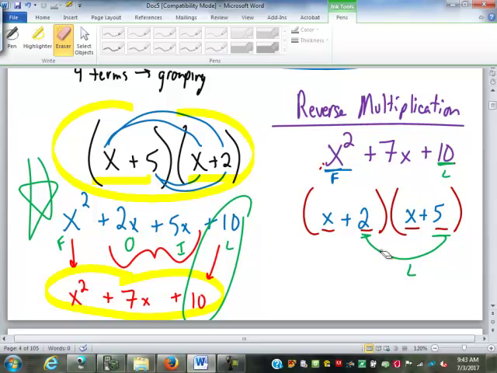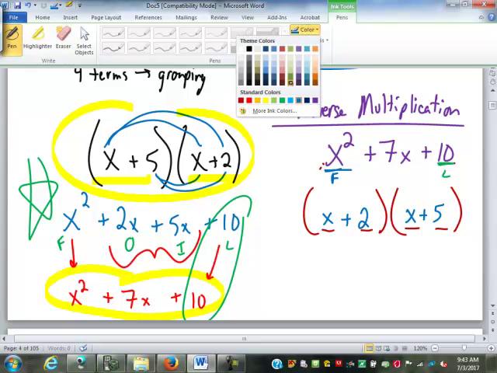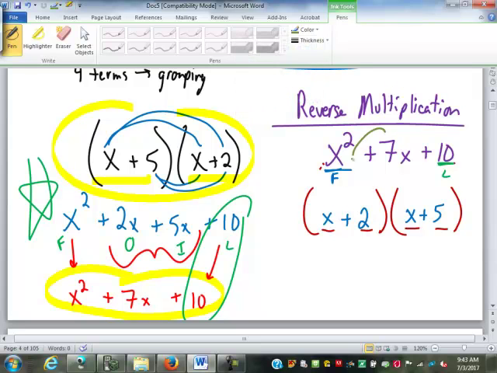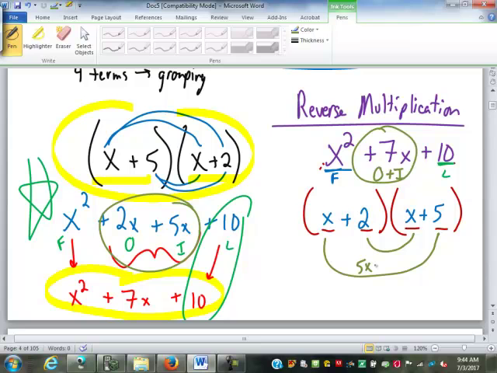So how do we know we got those digits right? Well, we check using this digit. This digit is made up of a combination of the outside and the inside. The O and the I over here, right? So what do I have on the outside here? X times 5 is 5x. What do I get on the inside? 2 times x is 2x. If I add those together, I get 7x. Is that what I wanted up here? Yes, it is. So x plus 2 times x plus 5 is the correct answer.